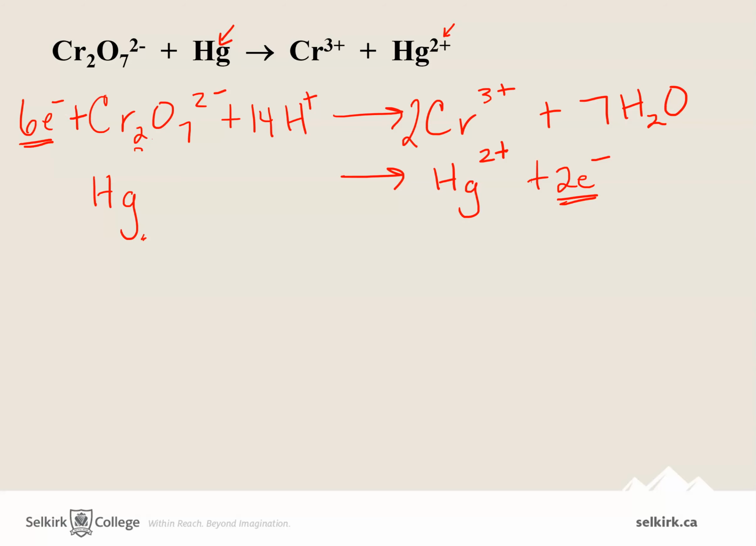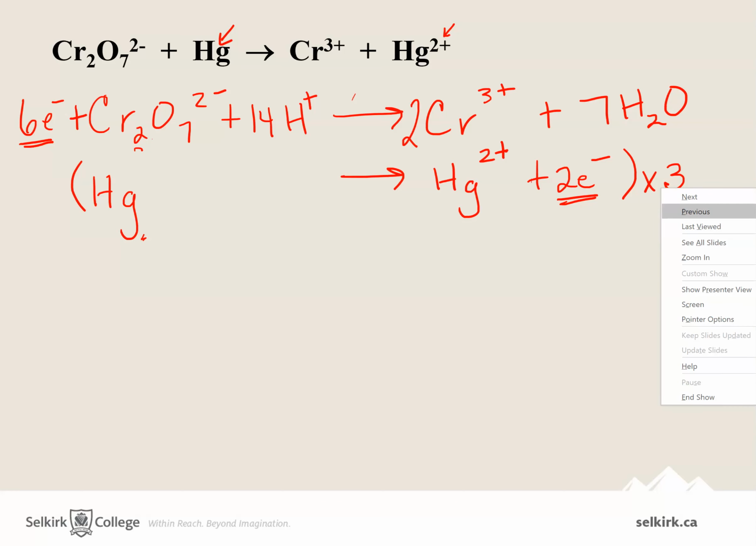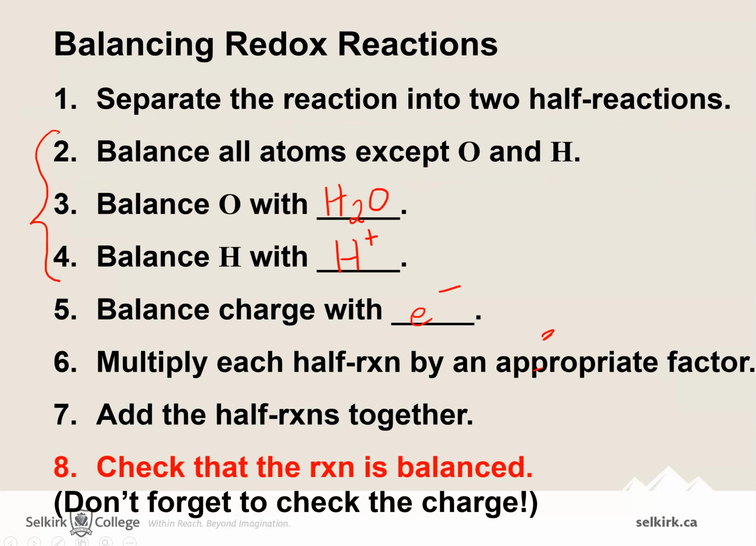In other words, I want 6 electrons in on one side and 6 out on the other. So to do that, I'm going to multiply the second half reaction by 3. And that will give me a total of 6 electrons out the other side. Notice that I'm balancing it by multiplying the whole equation by 3. All right, what now? Number 7, add the half reactions together.